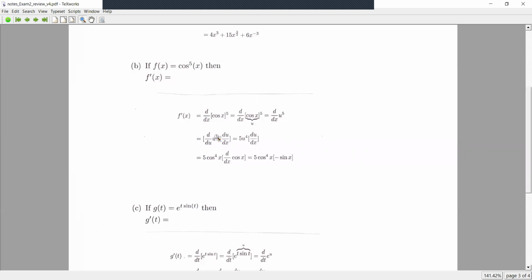Derivative of u to the fifth with respect to u, by the formula for power function, is 5u to the fourth. Now delete u. Plug in cosine of x in the u here. Then I have this equation. Derivative of cosine of x with respect to x is negative sine of x. This is the answer to question B.